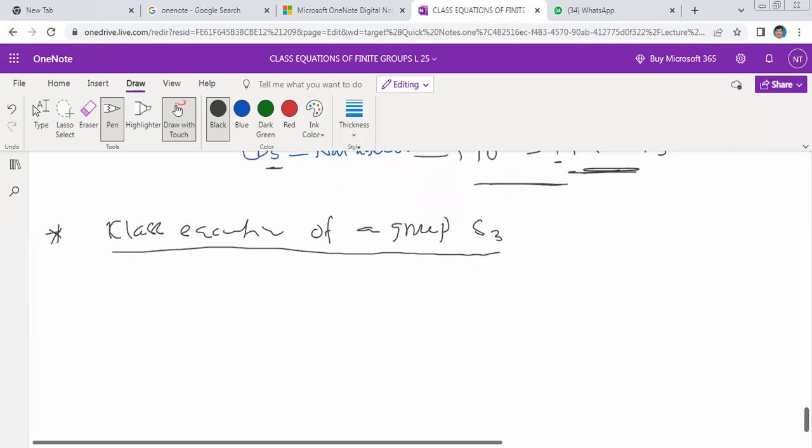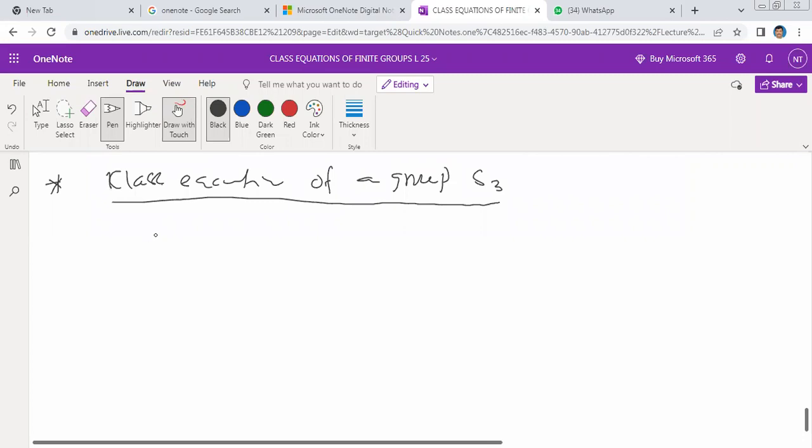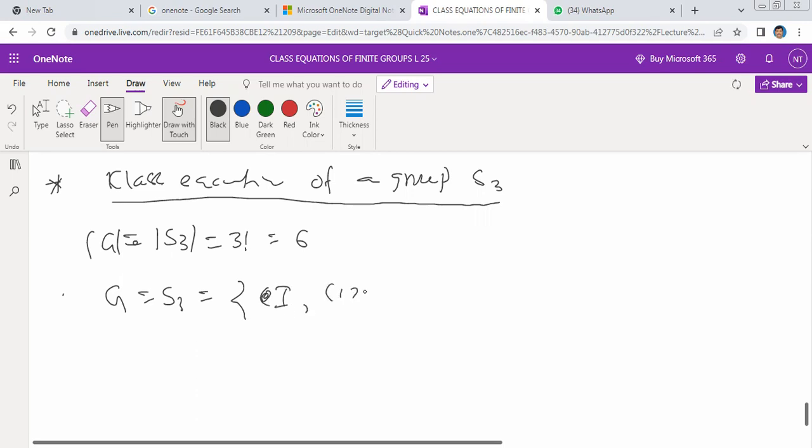What are the elements of this group? The order of S3 is 6. 3 factorial is equal to 6 elements. So this is my group G. G is the group of S3 elements, whose elements are the identity, (1 2), (1 3), (2 3), and the two 3-cycles, (1 2 3) and (1 3 2). These are the elements in S3. So 1, 2, 3, 4, 5, 6 elements.